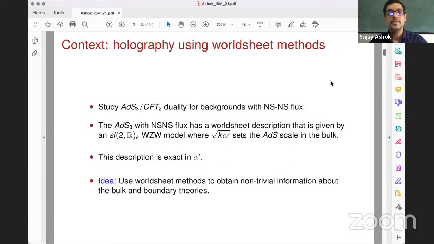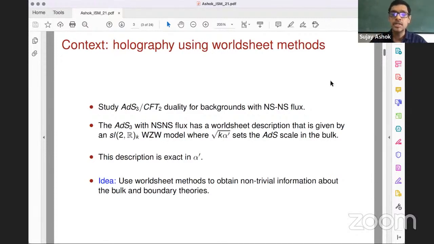Right, so let me begin with some context for this work. So the context is AdS3/CFT2 for backgrounds that have NS flux. So this is a very well-studied background, especially in the last few years. And a nice review talk by Rajesh about this yesterday. So the approach is sort of powerful because the worldsheet CFT that describes this background with NS flux is exactly solvable in alpha prime. The AdS3 part of the background is described by a Wess-Zumino-Witten model with gauge group SL(2,R) at some level k. And this k sets the scale of the curvature in AdS space. So large k essentially amounts to semi-classical gravity.